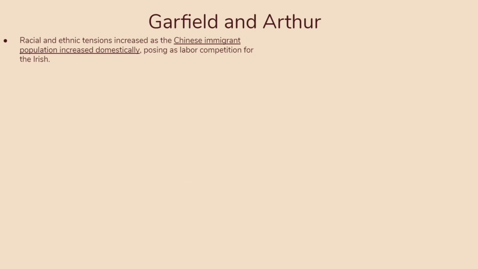Okay, so before we talk about Presidents Garfield and Arthur, let's talk a little bit about the political climate, specifically how it pertains to immigrants. You should note that racial and ethnic tensions increased as the Chinese immigrant population also increased domestically. Because they were really like labor competition for the Irish. Both of them relied on very menial labor. Both of them actually helped to build the Transcontinental Railroad. So they're kind of seen as competition to one another. So this will further increase tensions between the two.